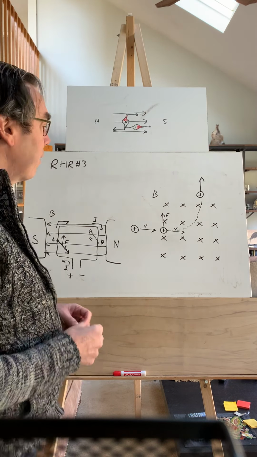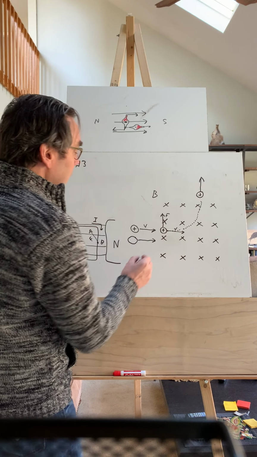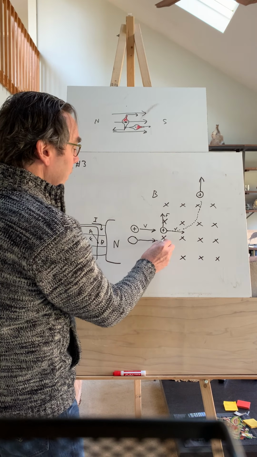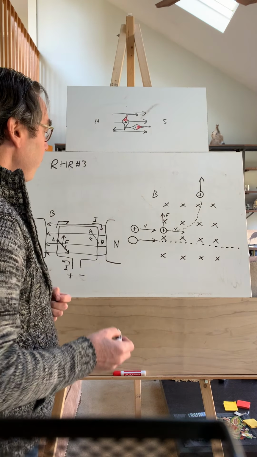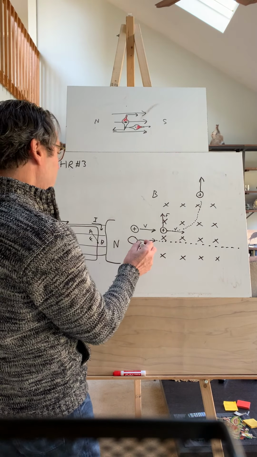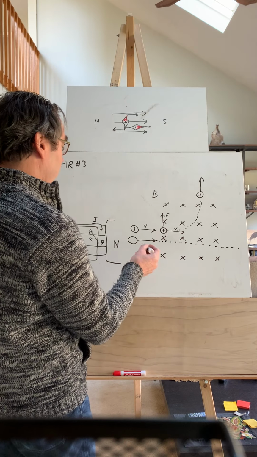Now, funny thing though, if we take instead of a proton, a neutron, with no charge, give it the same velocity, it's going to go into this field and it's going to pass right through it like nothing happened, because it's not generating a field.